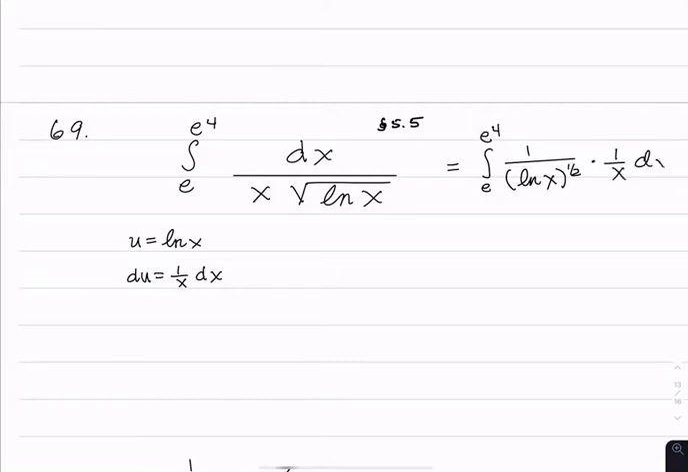Now that's all true. But why would I do that? Why would I separately write 1 over x? Because that's the derivative of ln x. Okay, so we see that over here. So what happens now is that 1 over x dx is du, and ln x is u. This problem is a definite integral and it has bounds. So let's change the bounds.